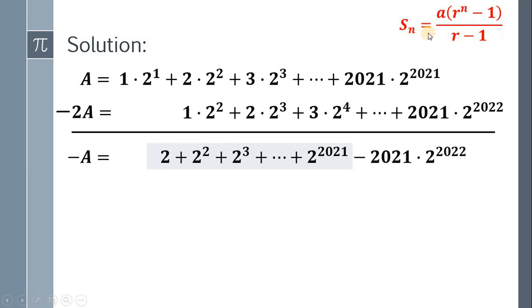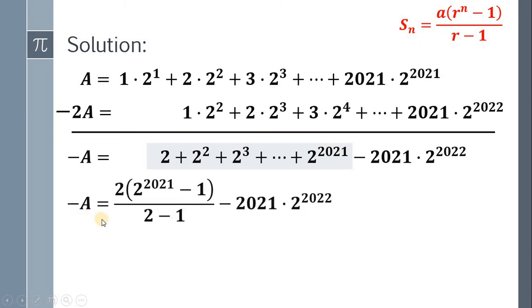So we have S sub n is equal to a multiplied by r raised to n minus 1 all over r minus 1, wherein a is the first term, r is the common ratio, and n is the number of terms. Now, in our geometric sequence, our a, or the first term, must be 2. The common ratio is obviously 2. And the number of terms must be 2021. Using this formula, we have negative a equals 2 multiplied by 2 raised to 2021 minus 1 all over 2 minus 1 minus 2021 multiplied by 2 raised to 2022.